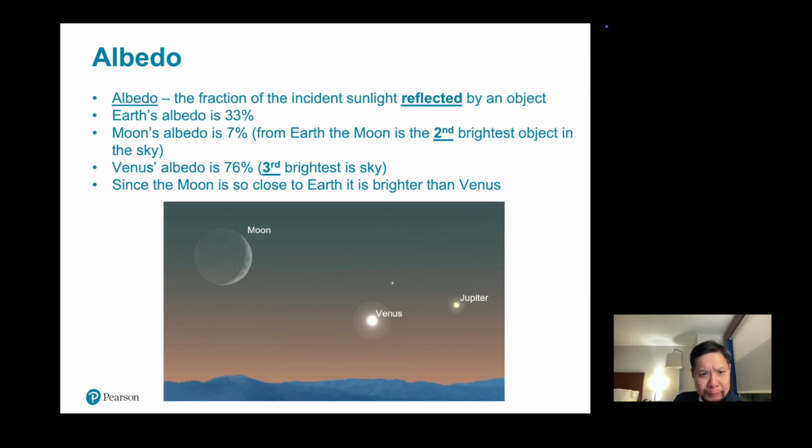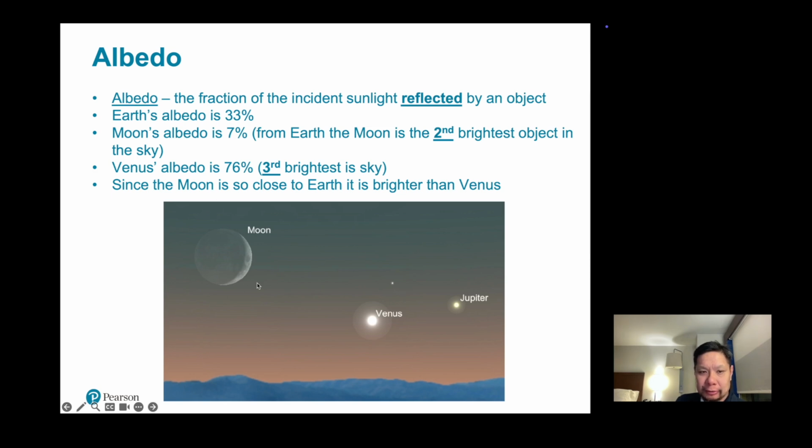And so the moon's albedo is actually 7%, right? It's actually the brightest object in the sky. But interestingly, the only reason why it's the brightest object in the sky is because it's so close to us. Venus's albedo is actually 76%, and it's the third brightest in the sky. If Venus were closer to us, it would be super bright, right? But yeah, that's the only reason why.